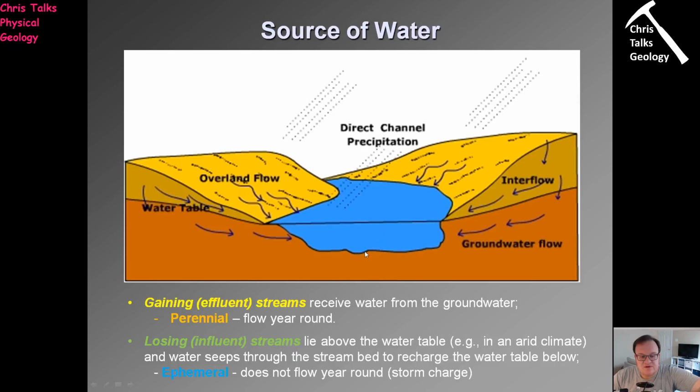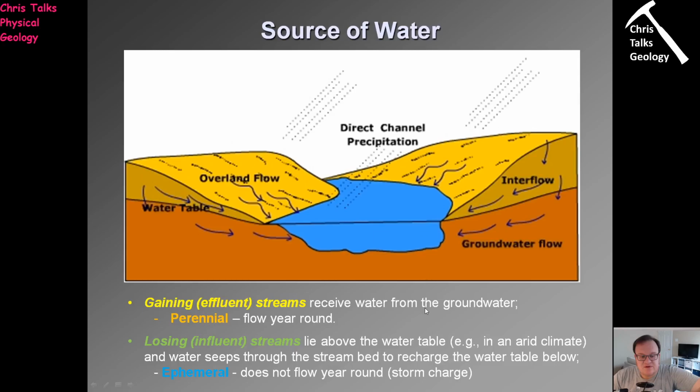Then we have what's referred to as a losing or influent stream, and these are streams that sit above the water table. The water table is this line here. This is where the top of the groundwater starts. If you have a river sitting up here above the water table, it can't get any water from the groundwater. So the only way these rivers can get water is by water falling directly in from the atmosphere or by water flowing over the ground. As I said, these are referred to as losing or influent streams.